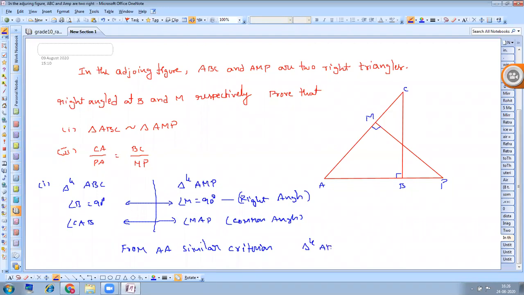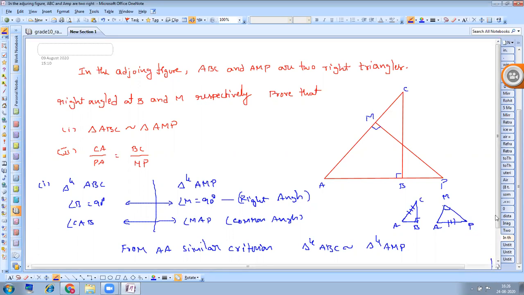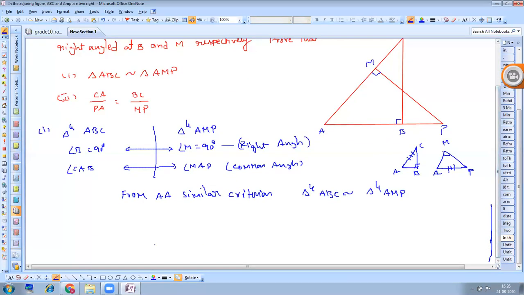Triangle ABC is similar to triangle AMP. So ABC is like this, AMP is like this. This is the right angle here, this is the right angle here. So AC is the hypotenuse here, AP is the hypotenuse here. So those particular ratios are common. When it comes to the second question, you have to take the ratios of the sides. Here both the triangles are similar.